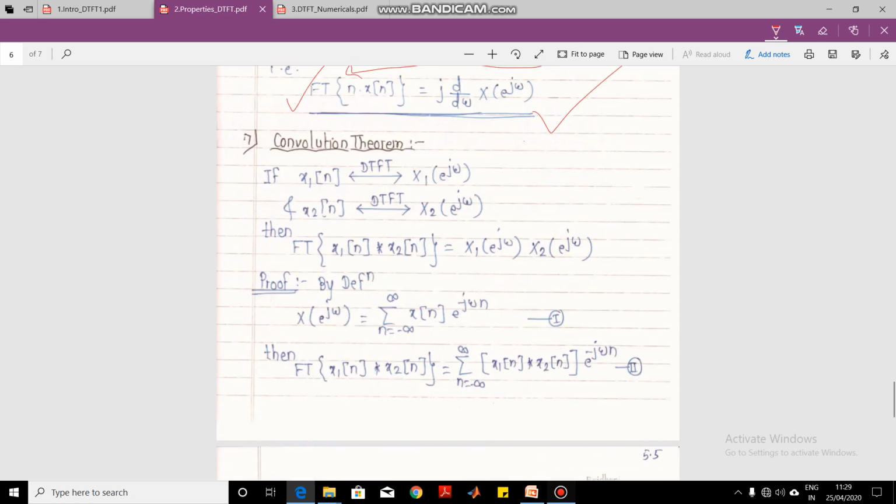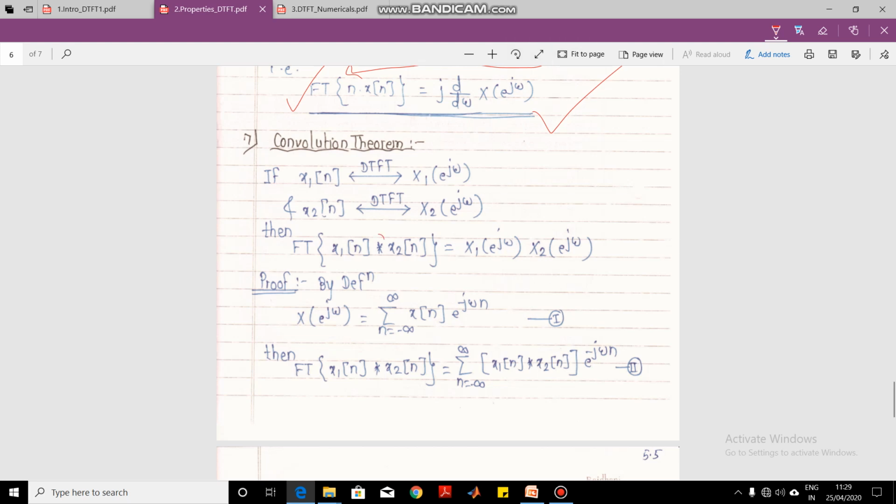Next is the convolution property. Convolution property is a very important property for all the transforms. What does the convolution property state? It states that when we are convolving signals in the time domain, then in the frequency domain we are actually multiplying the spectra of those signals. That is, convolution in the time domain is multiplication in the frequency domain. This is a universal statement, satisfied by all the transforms.